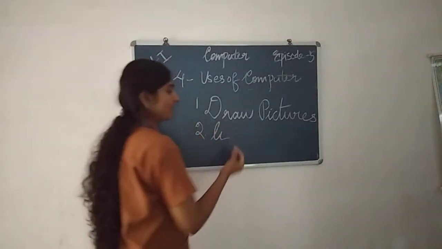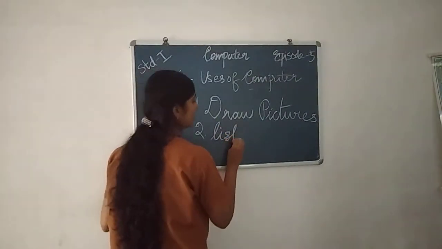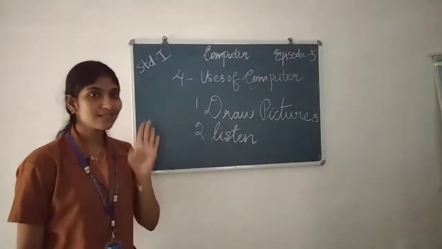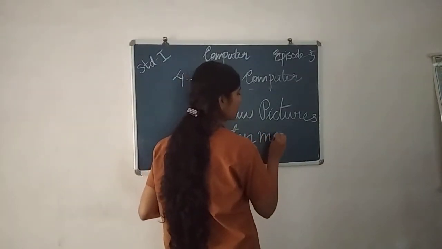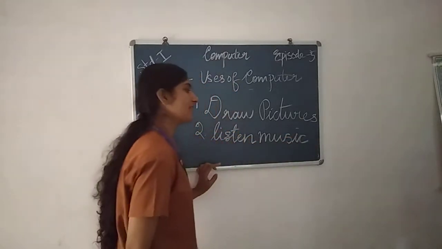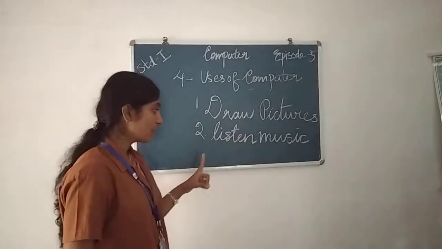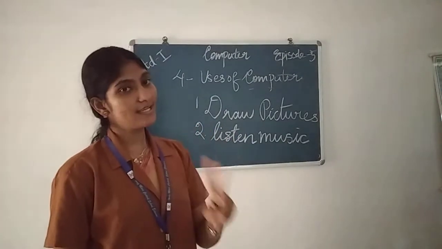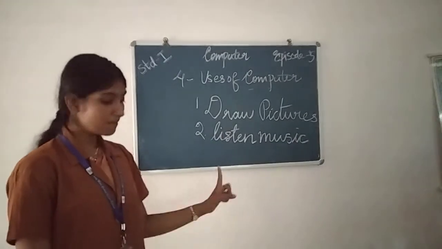Second use, listen. And what is the spelling? L-I-S-T-E-N. Listen means to hear. Simply to hear. Listen. Hear music. What is the spelling of music? M-U-S-I-C. Music. So first use, draw pictures. Second use, listen music. What is the first use? Draw pictures. Second use, listen music.